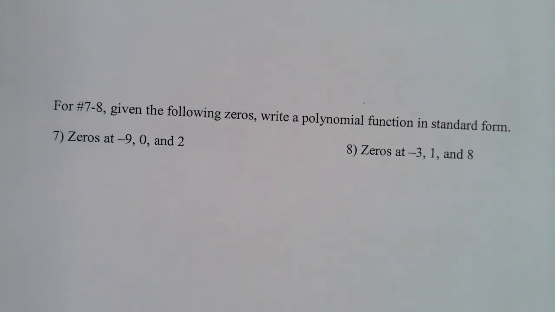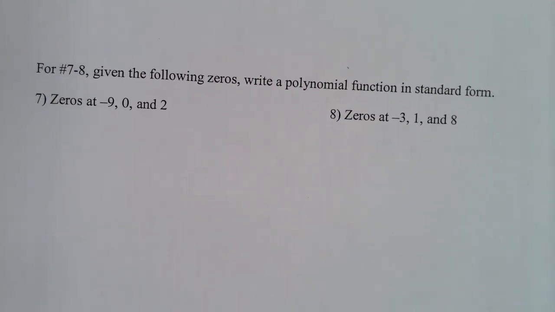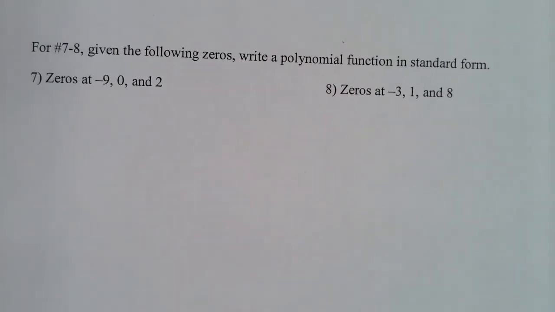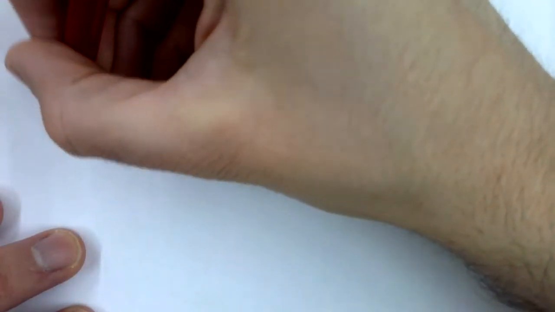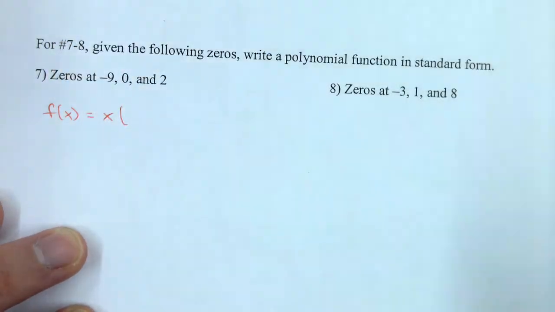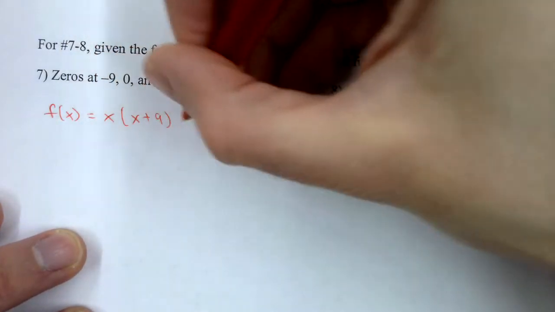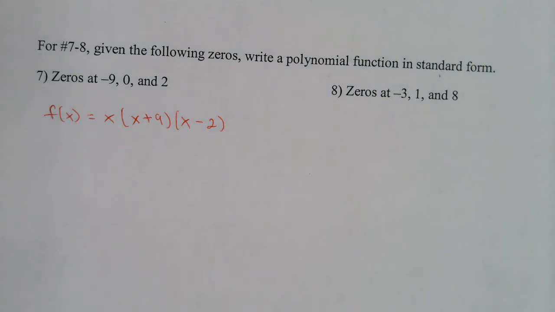Number 7 and 8, same thing, but now you have to write it in standard form. So first you're going to write them in factored form, just like we did in number 5 and number 6. And then you're going to convert them to standard form. If there's a 0 at 0, I'm going to do f of x equals x times x plus 9 times x minus 2. And now you're just going to distribute like crazy.